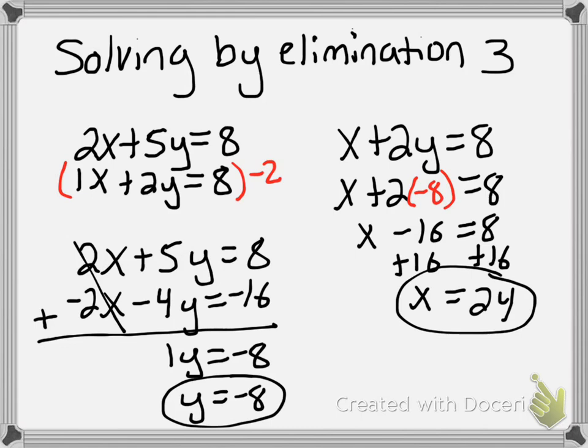So the only difference in these eliminations is you're going to have to multiply either the top or the bottom equation by a number in order to get them to cancel. So if you need anything from this screen, go ahead and get it and clear off the screen.